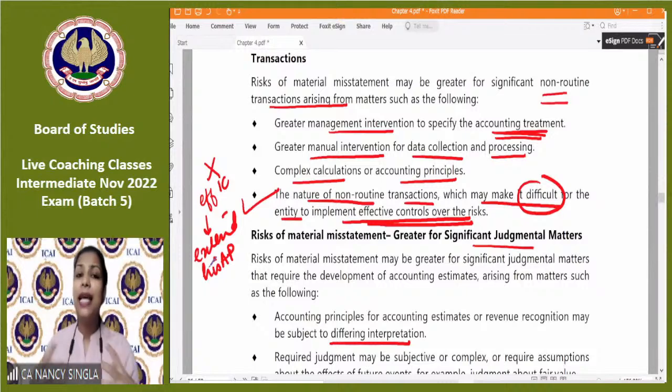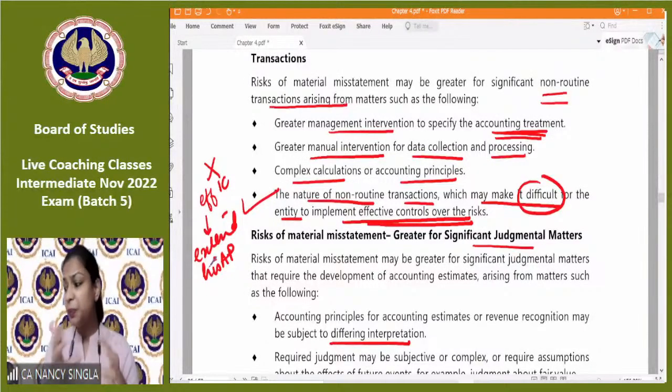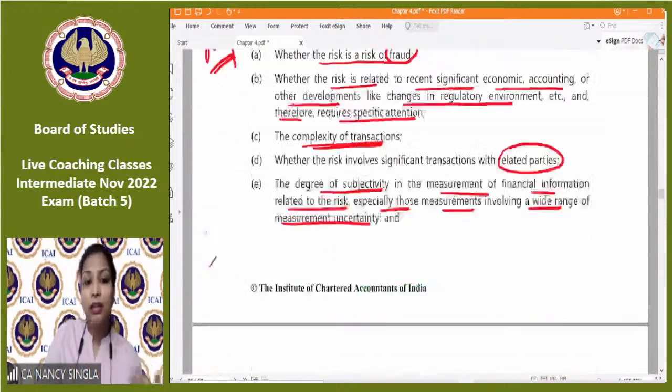Why are we understanding internal control? Because we, as auditors, need to plan the substantive procedures. That is why we need to understand how effective the controls are. And with respect to significant risk areas, the auditor needs to be alert, very alert.